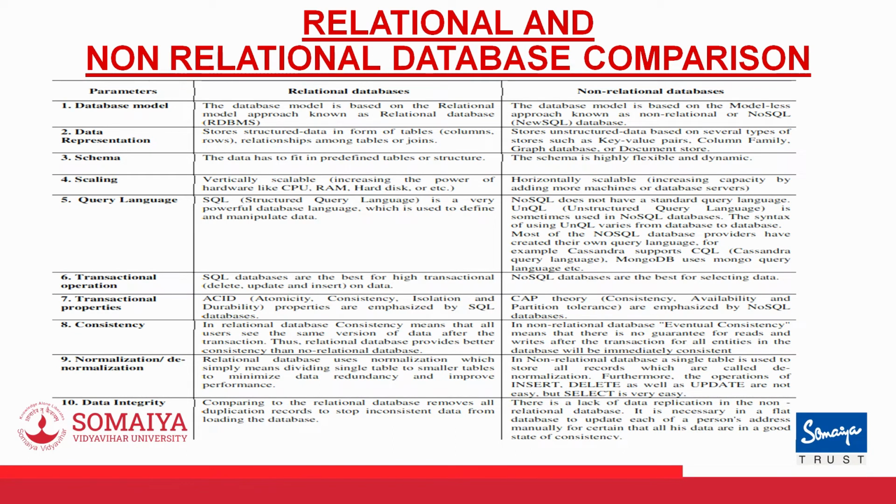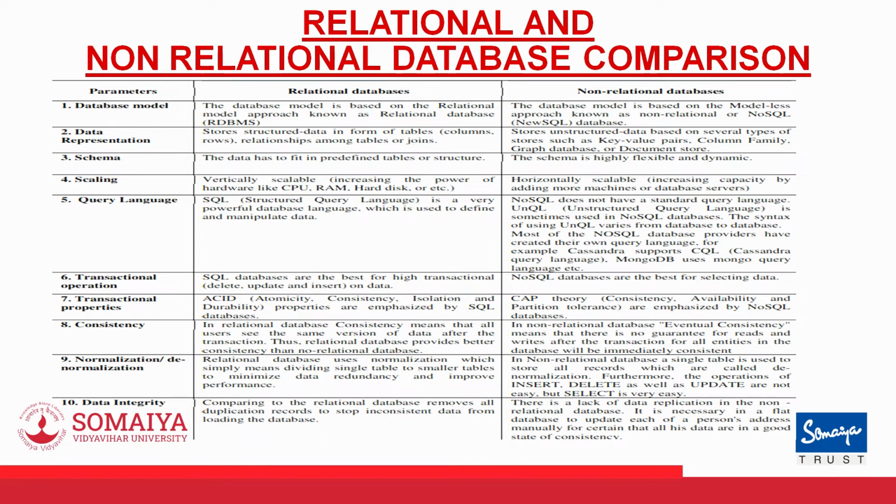Normalization or denormalization. Relational databases use normalization, which simply means dividing a single table into smaller tables to minimize data redundancy and improve performance. In a non-relational database, a single table is used to store all records, which is called denormalization. Furthermore, the operations of insert, delete, as well as update are not easy, but select is very easy.